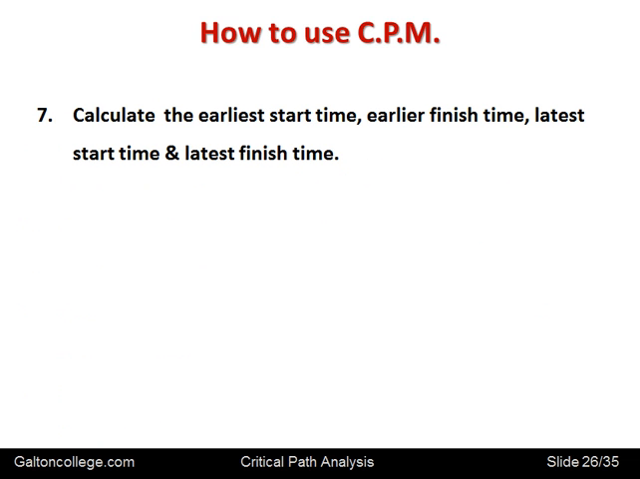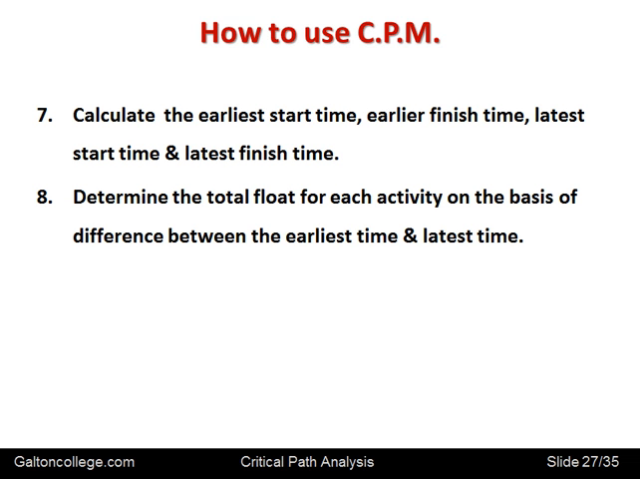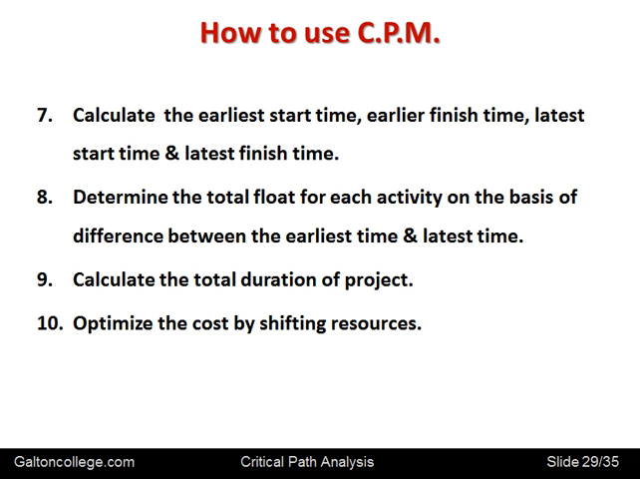Calculate the earliest start time and earliest finish time. Also the latest start time and the latest finish time. And determine the total float, or if you like the slack, for each activity on the basis of differences between the earliest time and the latest time. If there is a difference between the earliest time and the latest time, then there is slack in the system. If the earliest time and the latest time are the same, then it is critical. And calculate the total duration of the project. Optimize costs if possible by shifting resources from one activity to the next, so as the whole project becomes optimized.